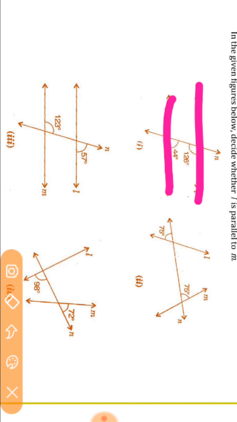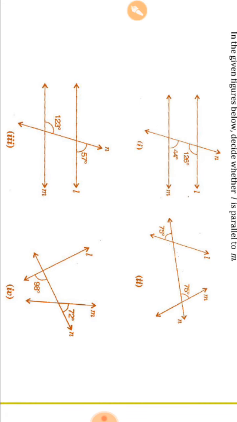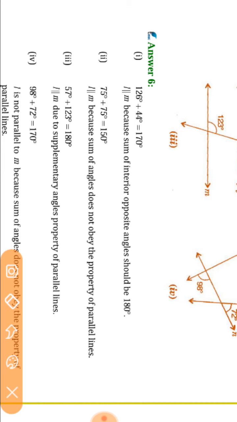Means, see here interior sum is given, means if you add these two you must get 180 degree, then only we can say that L is parallel to M. So see, 126 plus 44 is equal to 170, then it is not, because we must get 180 degree here. Okay, so L is parallel to M only if the sum of interior opposite angles is 180 degree.